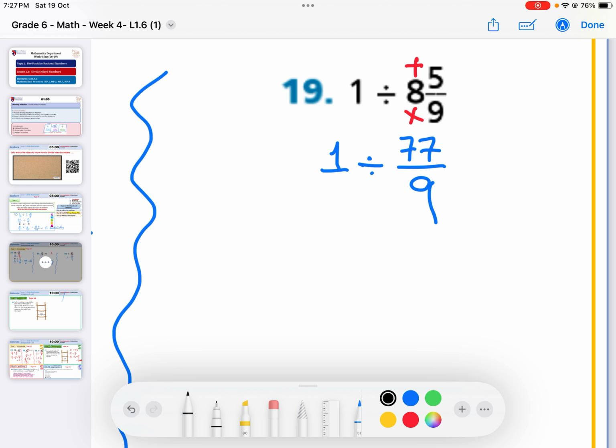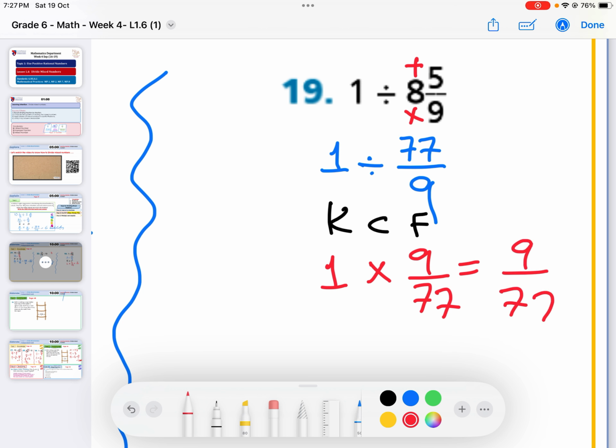Okay? Now we're going to apply KCF. So the first number will stay. Then I'm going to change division into multiplication. Flip the 77 ninths. That will be 9 over 77. And lastly, I'm going to multiply 1 times 9. That will be equal to 9 over 77. And that's it, guys. Okay?